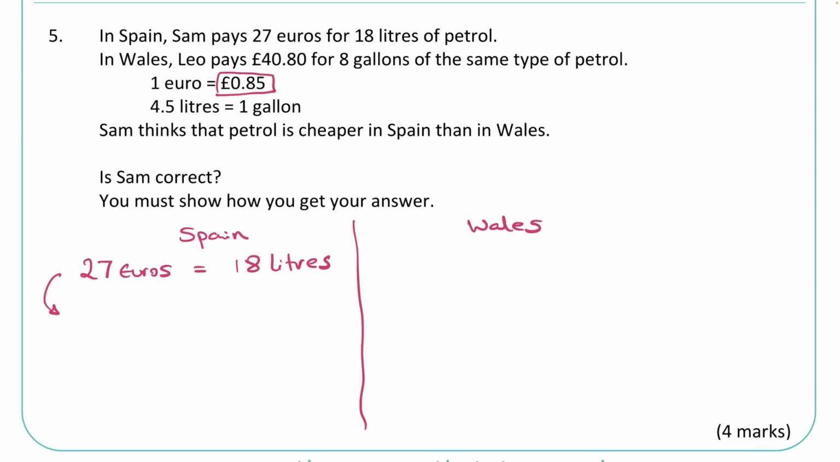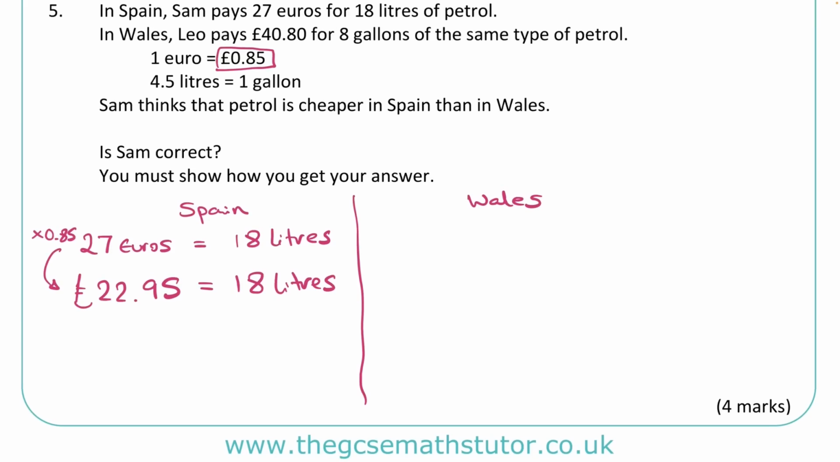So to ensure that we get that, we need to multiply this by 0.85, and that is going to turn our 27 euros into pounds. We'll know it's correct because we'll get a smaller number, and that comes out as £22.95. Now remember, all we are doing in that step is changing the currency. So we're not changing the amount of litres here, it's still 18 litres, but we are paying £22.95.